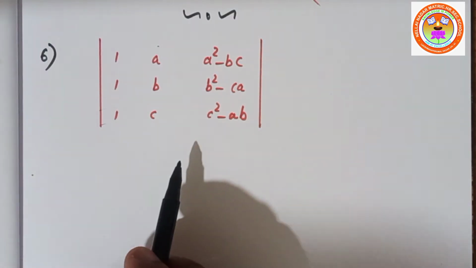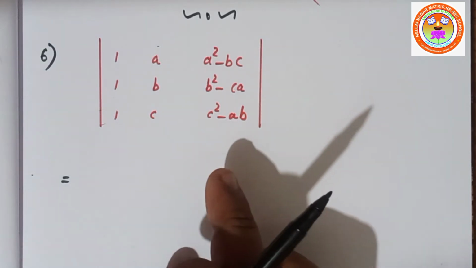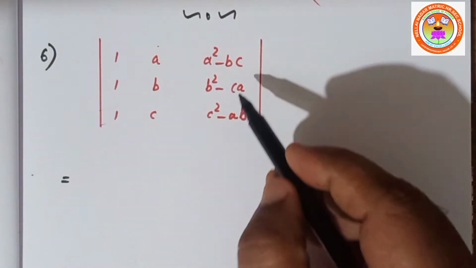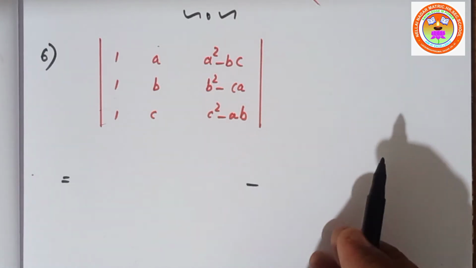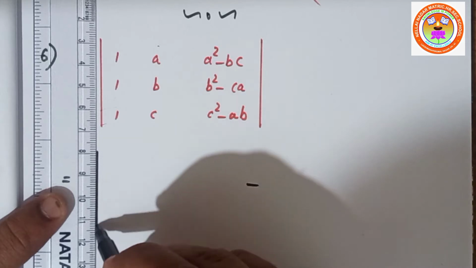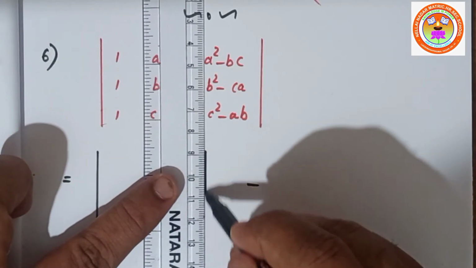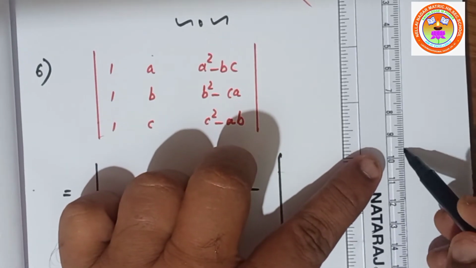You are given the determinant, it can be separated as subtraction of two determinants because we have a common minus sign over here. Put minus, it can be written as two determinants. Here one determinant, here one determinant.